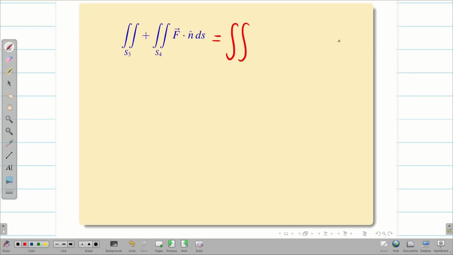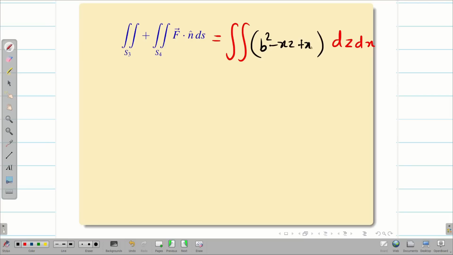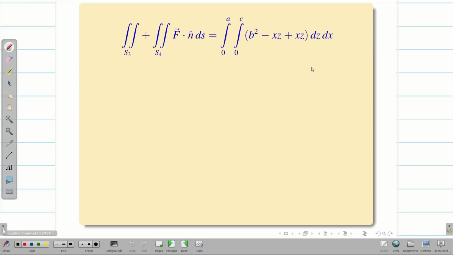Double integral, I am going to take dz dx. From the table, we can see F vector dot n cap is b square minus xz and xz. dx dz. b square minus xz plus xz. The limits are going to be 0 to a, 0 to c. Now, xz get cancelled. I'll take this b square outside.